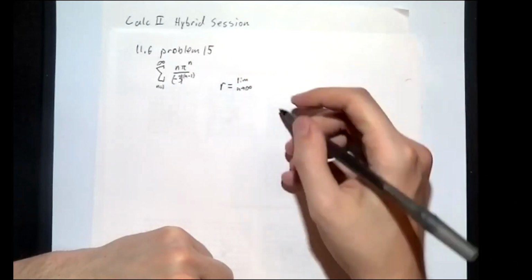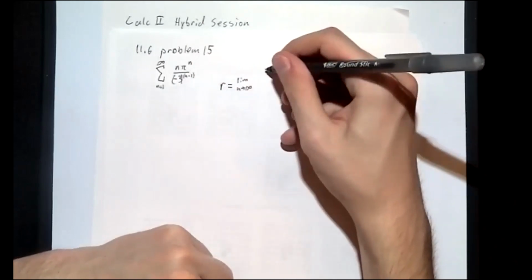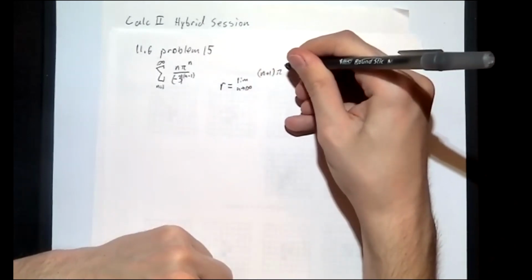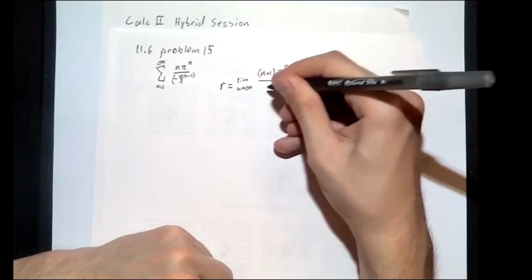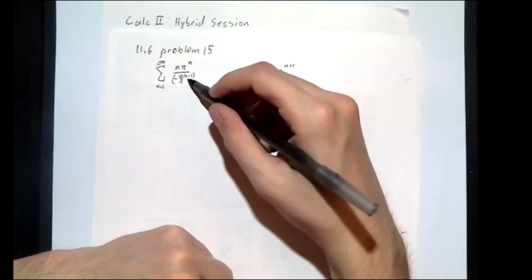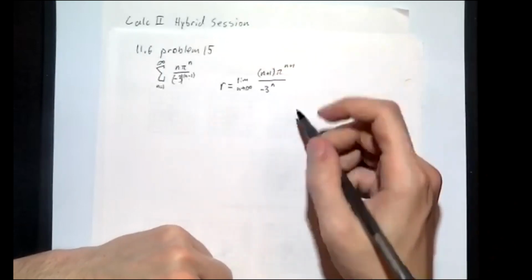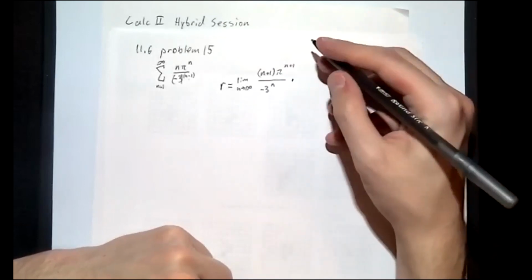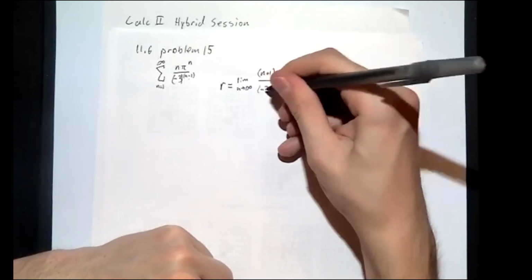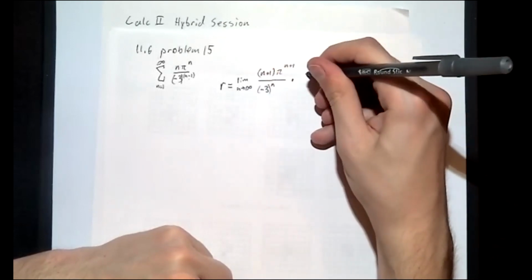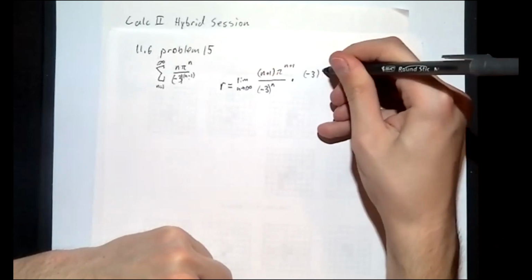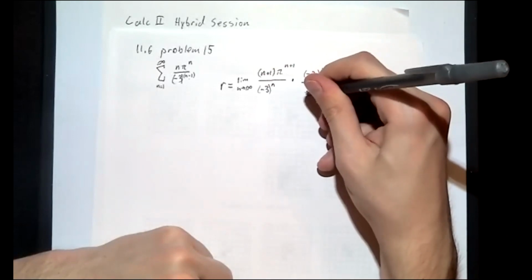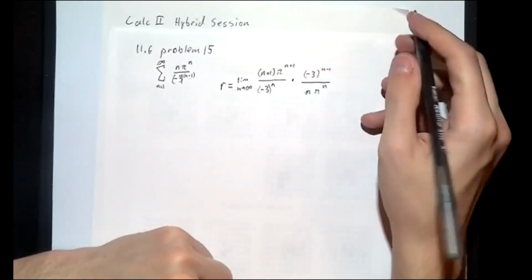I'm just writing this all out now. And then we do n plus 1, so n plus 1 pi to the n plus 1 over -3 to the n. And then we multiply by the reciprocal. It's easier to write it out for most of you probably. Don't forget parentheses around there. -3 to the n minus 1 over n pi to the n.